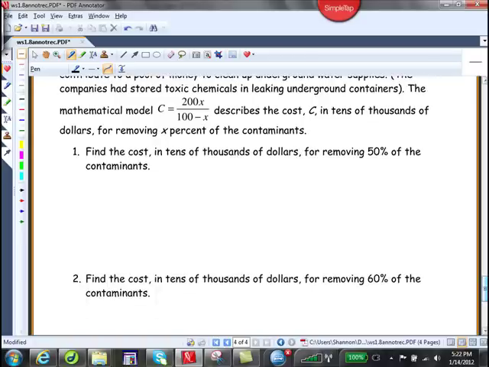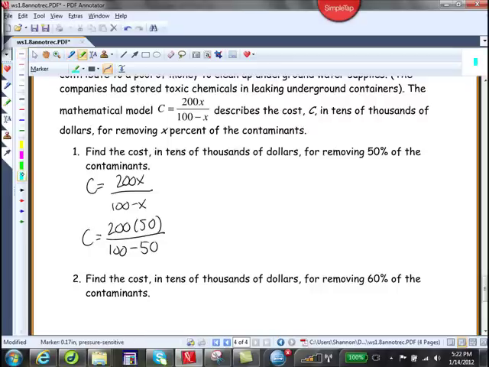So, find the cost in tens of thousands of dollars for removing 50% of the contaminants. So, remember we start with C equals the quotient of 200 times x and 100 minus x. So in for x, we're putting in 50, because remember it's x%. So 50 is the coefficient to the percent. So 200 times 50 over 100 minus 50. So everywhere that we see an x, we're plugging in 50.